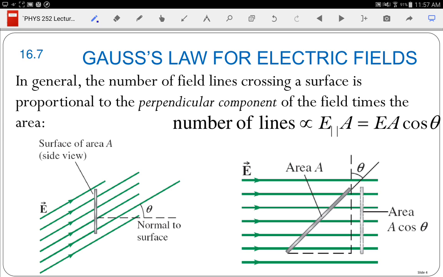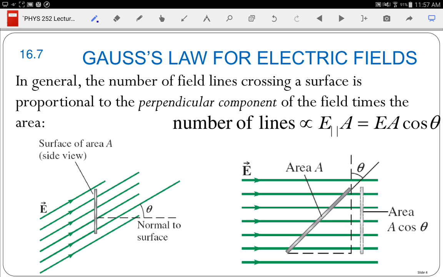So if I have a surface like this tabletop here, and I have electric field that's parallel to the tabletop, none of it's coming out. And so the flux would be zero. There's nothing coming out of it. But if I had electric field of the same strength that was pointing this direction, then I would have just the magnitude of the electric field multiplied by the area to give me the flux.